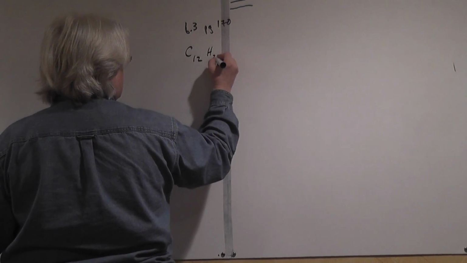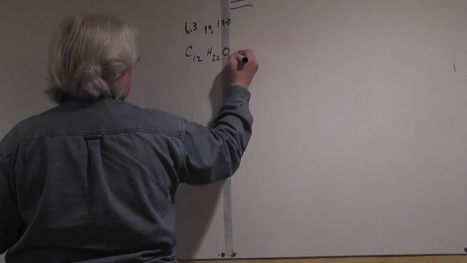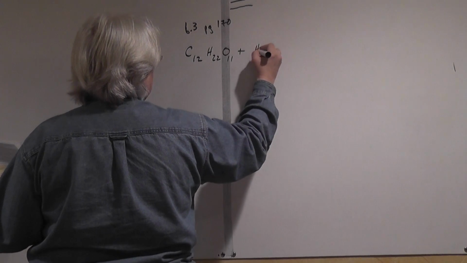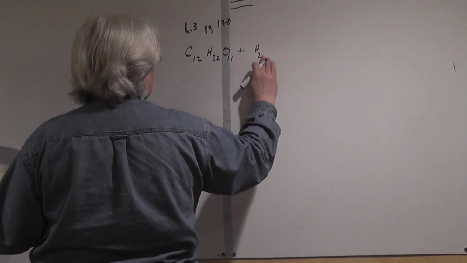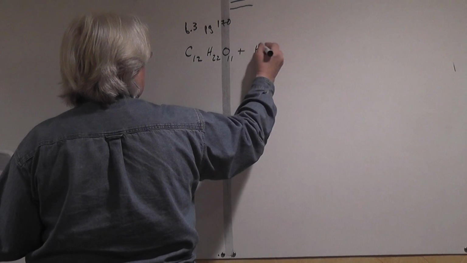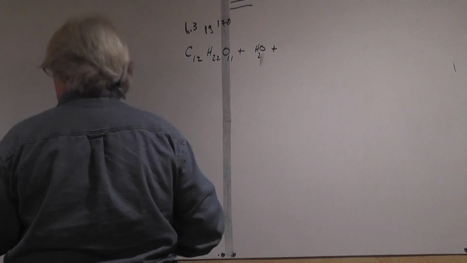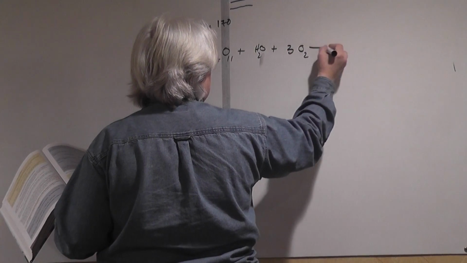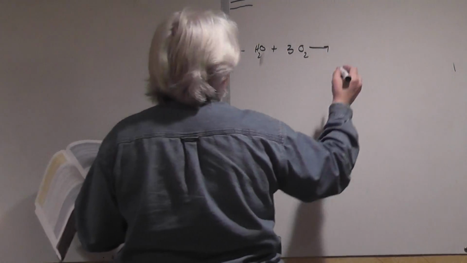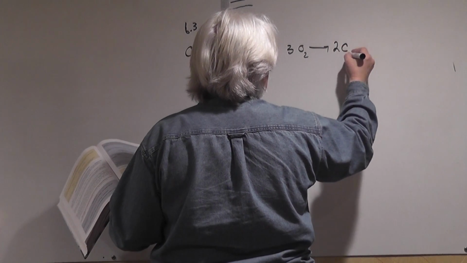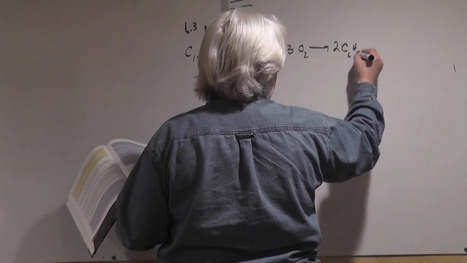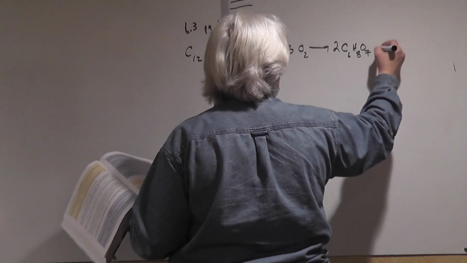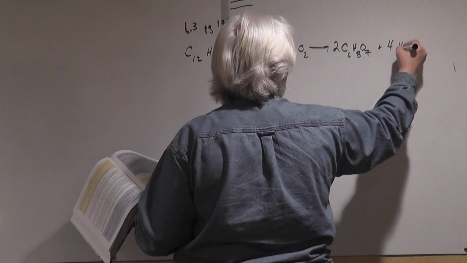C12H22O11 plus water, H2O, plus 3 oxygen yields 2 citric acid, 2 C6H8O7, plus 4 water.